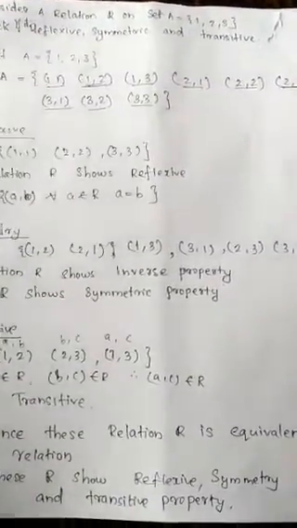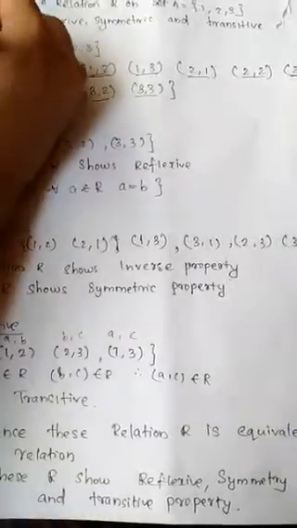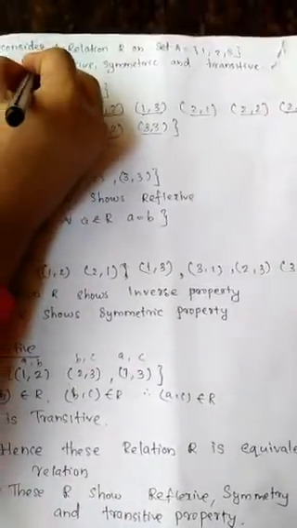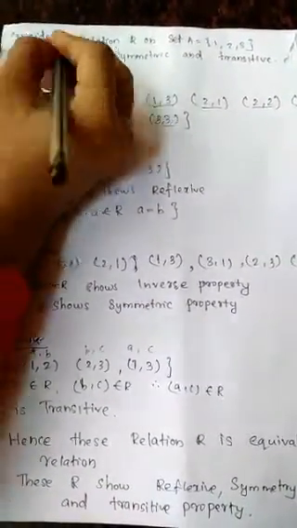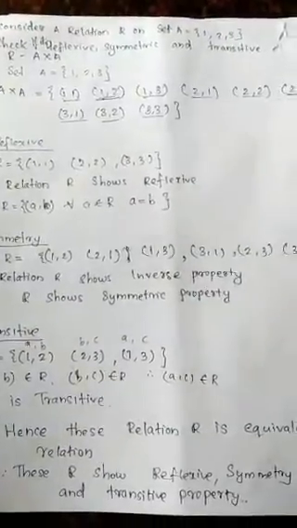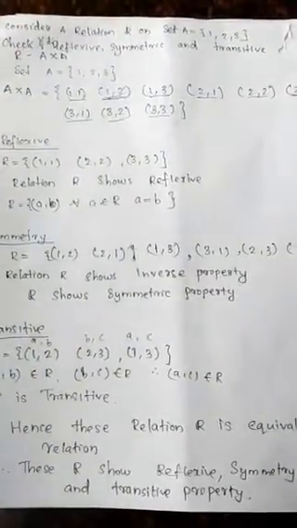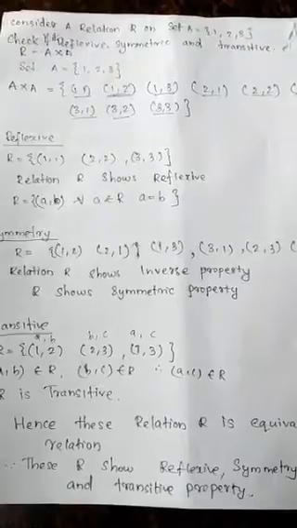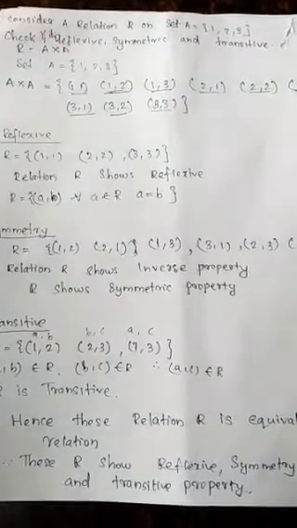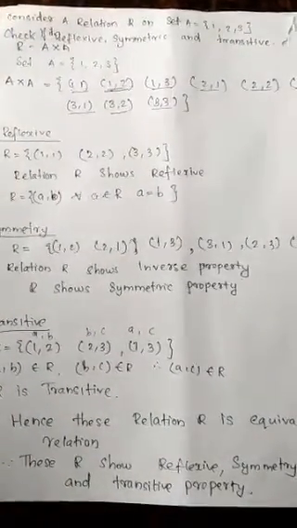Everything says here a relation R is given on A cross A. This is the relation given here, and it shows reflexive, symmetric, transitive. I hope you have understood this.